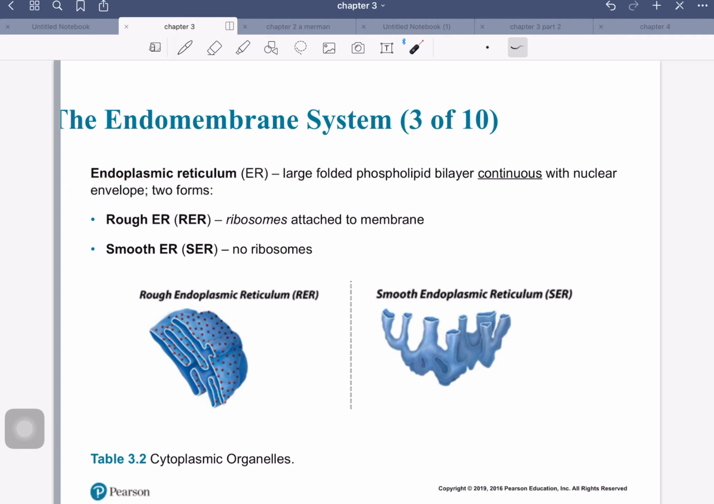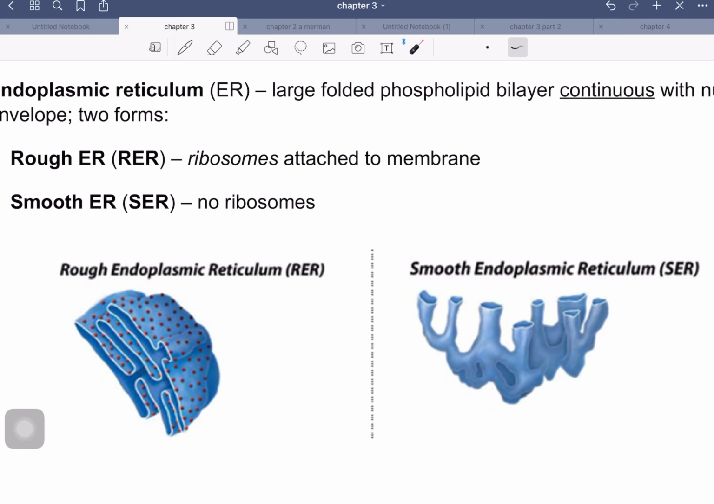You're aware that there's two types, the rough ER, and it's rough because ribosomes are attached onto the membrane, and we have smooth ER where there are no ribosomes, and we can see them represented here. So here is the rough ER. Once again, you can see ribosomes there. Here is smooth ER, and you can see that there are no ribosomes. You can also see that structurally they look a bit different. Here you have sort of flattened folds that lie on top of each other in the rough ER, whereas when we get to the smooth ER, you can see it almost takes on a more tubular type shape.